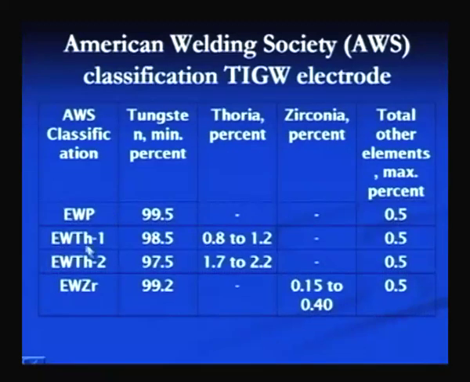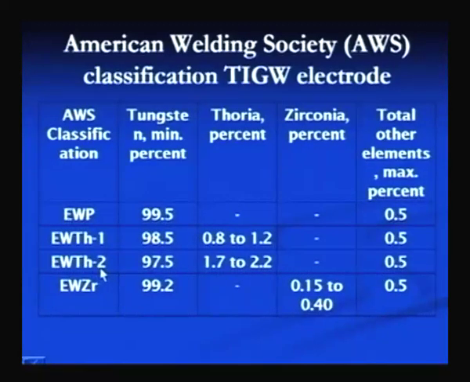And the thorium 1 coated tungsten electrode can have 98.5% tungsten, and the thorium can be there in the range of 0.8 to 1.2%, and the maximum of other elements can be up to 0.5%.